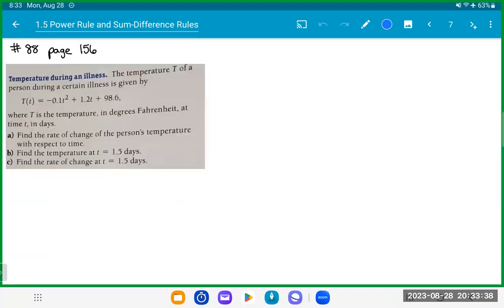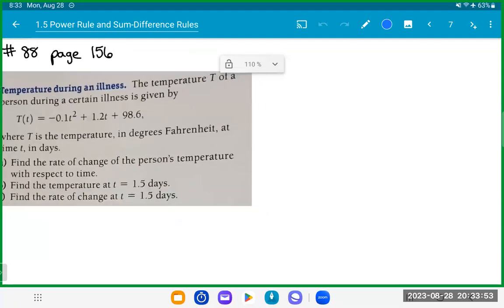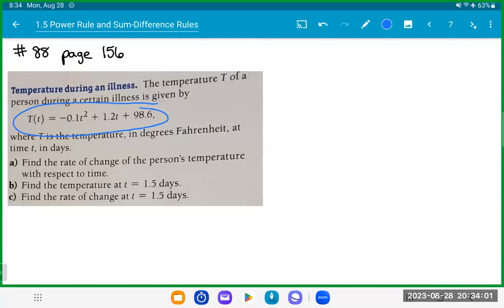So I have one more problem out of this section. This is an application problem. And so for this one, we're looking at a person's temperature during a certain illness. And you could see that the equation is given by this T of t, where capital T is the temperature in degrees Fahrenheit and lowercase t is in number of days. Okay. So the first thing we want to do is find the rate of change in a person's temperature.